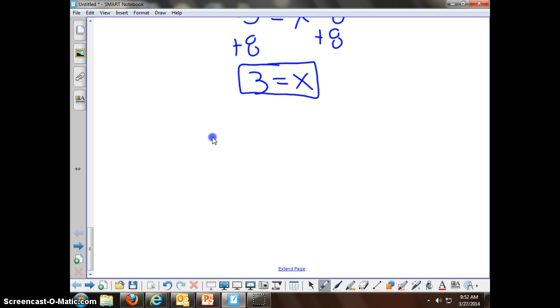Plug it into one of the equations. Okay, we're going to plug it in one of the equations. It doesn't matter which one you plug it into? No. Which equation would you like to plug it into? Y equals 2 times 3 minus 8.